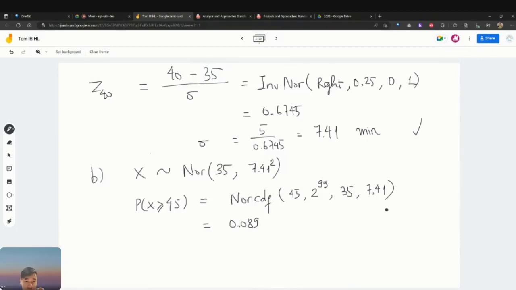I have a question. Would I have to square the 7.41 again? That is the rule. This thing inside the bracket is the variance, not the standard deviation. Variance is the square of the standard deviation. That is the rule when we want to represent a normal distribution for readers.